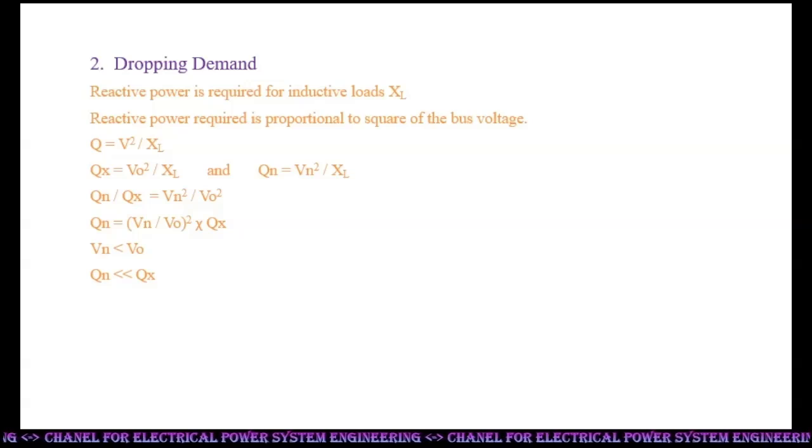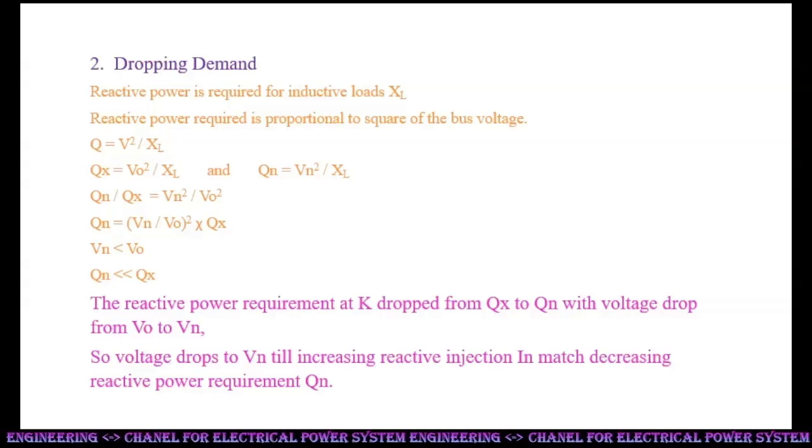Qn is very small compared to Qx. The reactive power requirement at K dropped from Qx to Qn with the voltage drop from Vo to Vn. So voltage drops to Vn until the increasing reactive injection matches the decreasing reactive power requirement Qn.